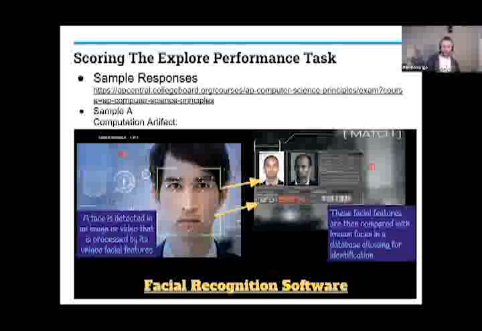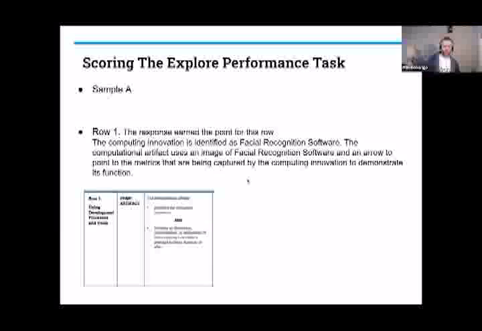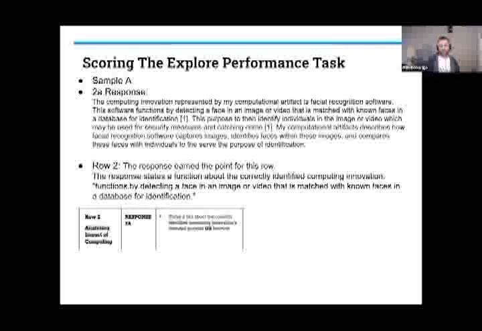Now, this is sample A from that earlier link that I showed. This is a student whose topic was facial recognition software. Obviously, they have a title. You can see their image here. They have some text over here, and so we would be looking at this computational artifact in order to decide whether or not they get row 1.